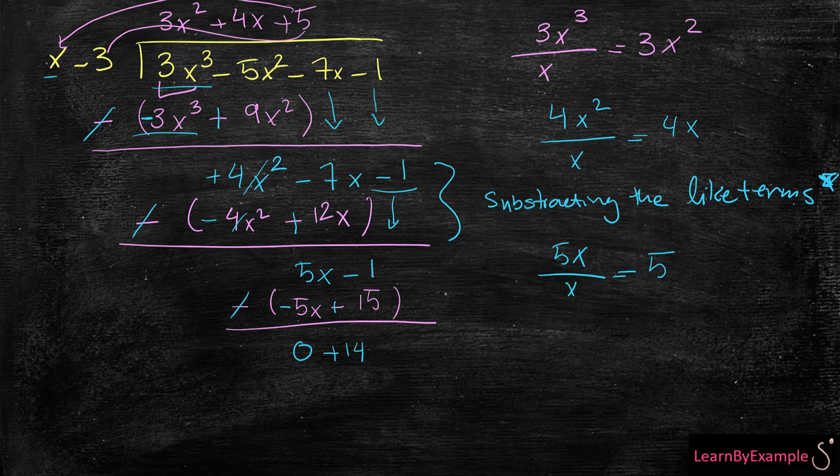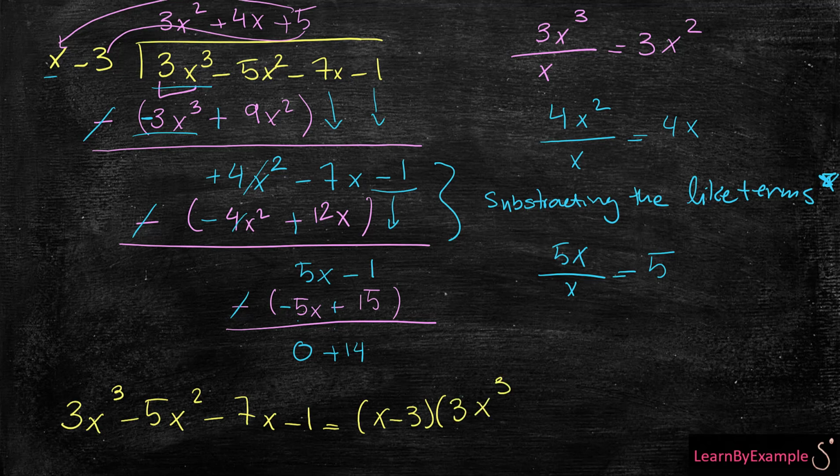So how can I actually rewrite this better? I can write it as 3x, I write it in yellow. I can write it as 3x cubed minus 5x squared minus 7x minus 1 is equal to x minus 3 times 3x squared plus 4x plus 5, plus 14.